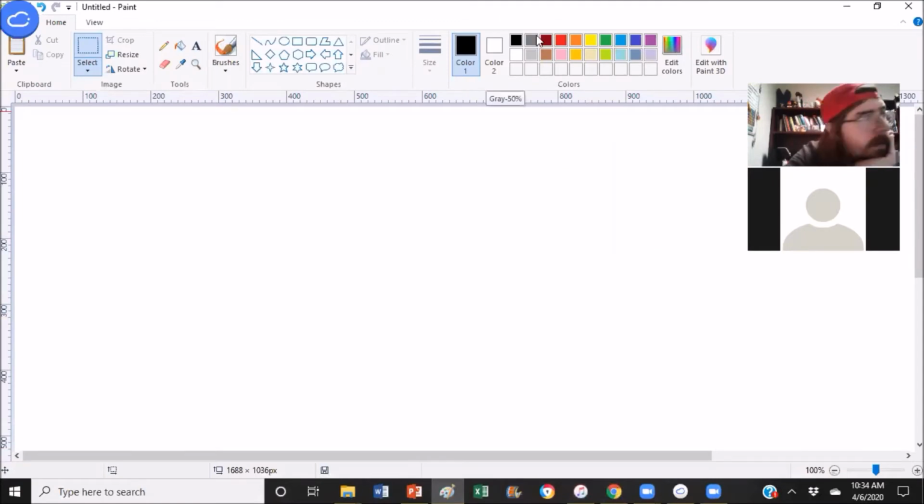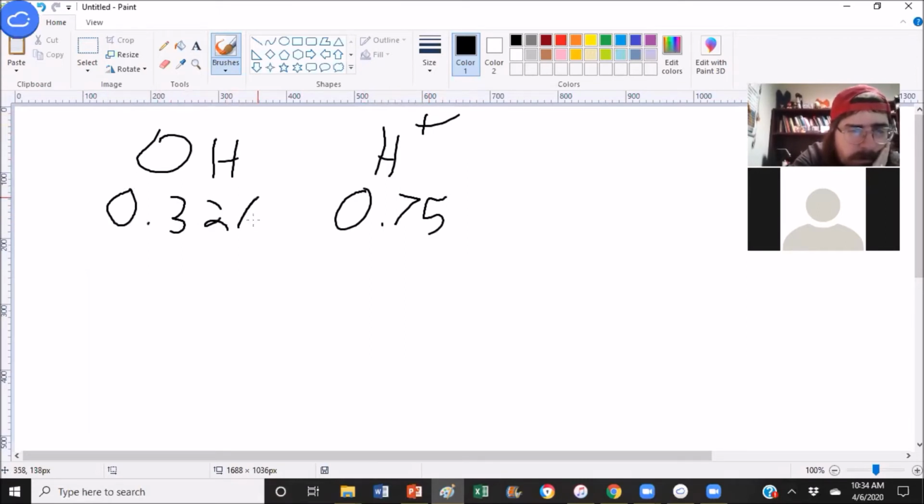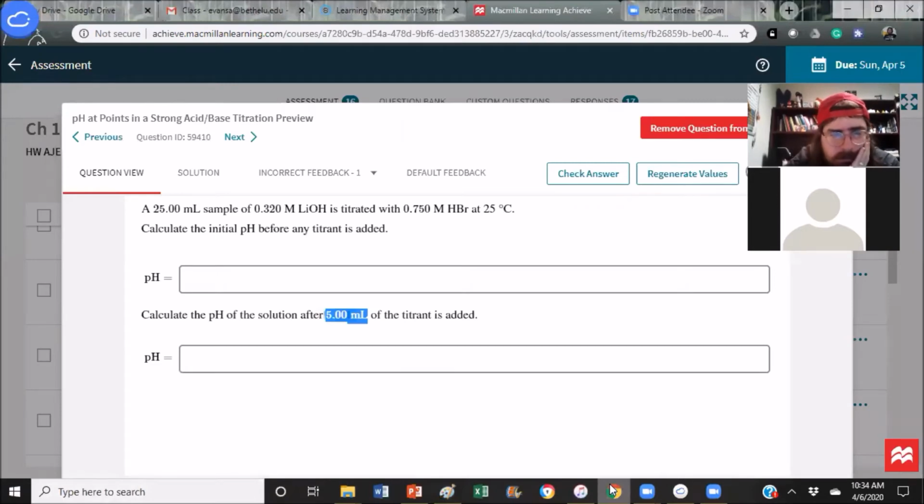So we have base, OH, and acid. 0.75 molar, 0.32 molar. I think it's the other way around. No, I'm pretty sure it's 0.75 molar acid and 0.32 molar base, unless it's 0.23. No, 0.32. Oh, okay. I had it wrong.